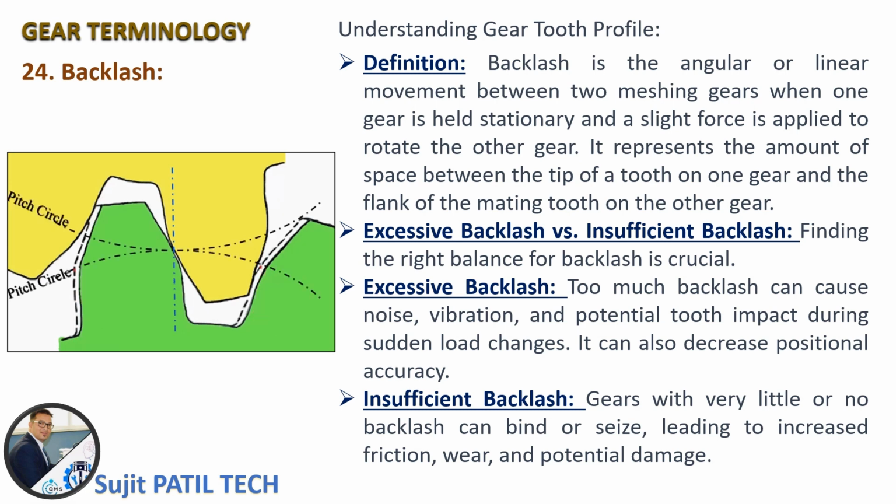Excessive backlash versus insufficient backlash. Finding the right balance for backlash is crucial. Excessive backlash: too much backlash can cause noise, vibration, and potential tooth impact during sudden load changes. It can also decrease positional accuracy. Insufficient backlash: gears with very little or no backlash can bind or seize, leading to increased friction, wear, and potential damage.